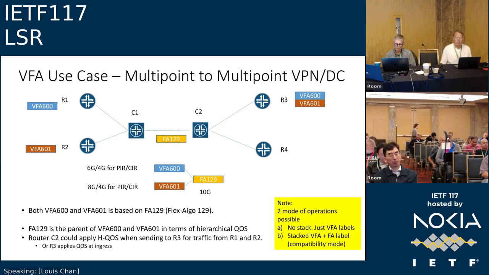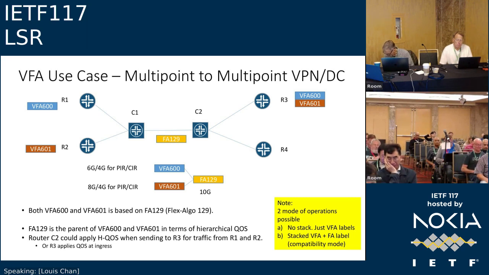So this can solve some complicated multi-point to multi-point situations, which came up during one of the hallway discussions. For example, in the past, if we have R1, R2, R3, and R3 wants to have a multi-point to multi-point VPN, it's very difficult for R3 to select what kind of traffic from R1 and R2. In this case, R1 is using virtual flex algo 600. R2 is virtual flex algo 601, and they both belong to, I mean, are generated by flex algo 129, which shares the same topologies and terminates at R3 over there.